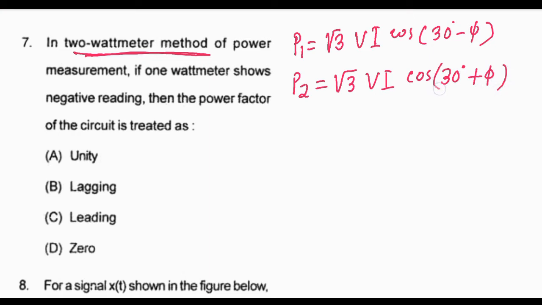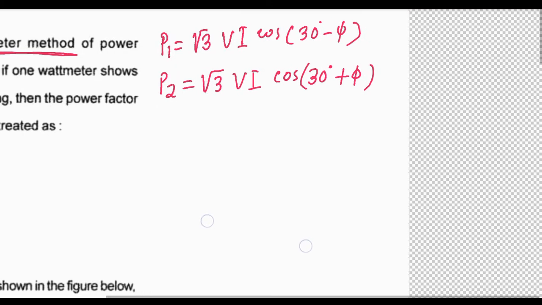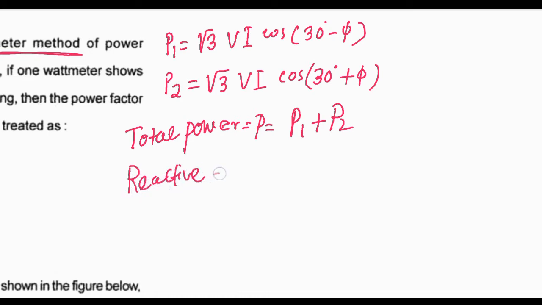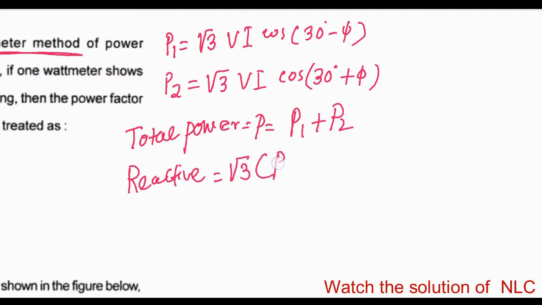And what is phi? Phi is the angle between voltage and current, that is the load angle to which I am measuring the wattage or the power. So what will be the total power consumed? Total power will be P, which will be equal to P1 plus P2. This is the true power or real power, and we can also calculate the reactive power. Reactive power can be given like root 3 into (P1 minus P2). So this is the thing.